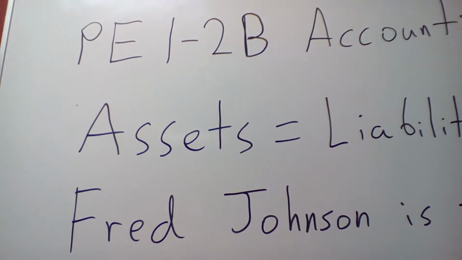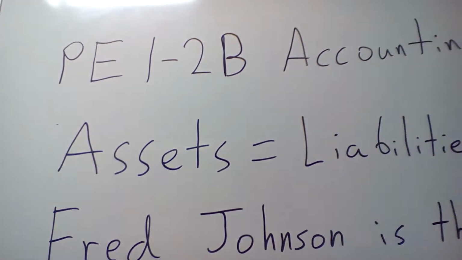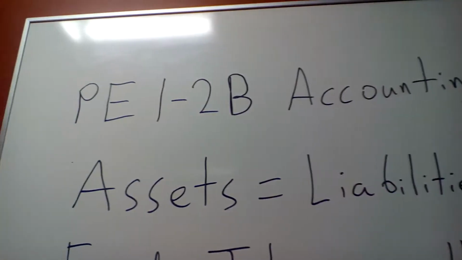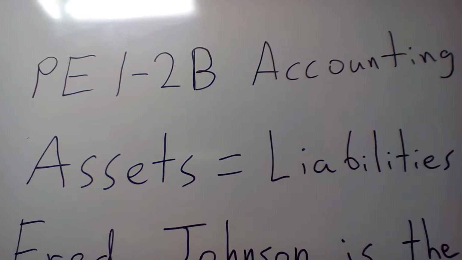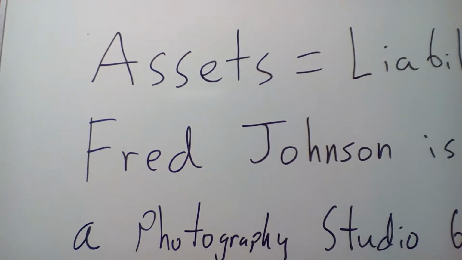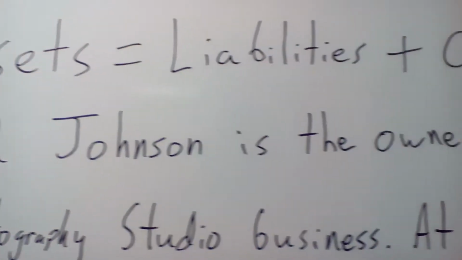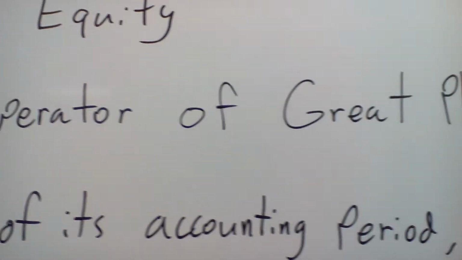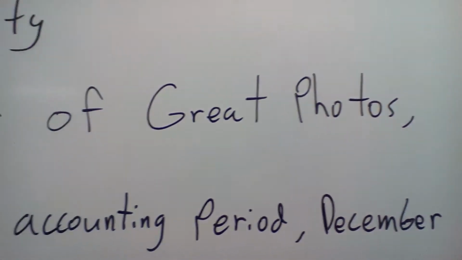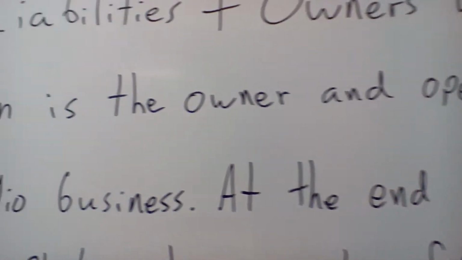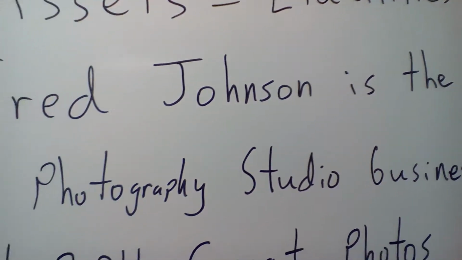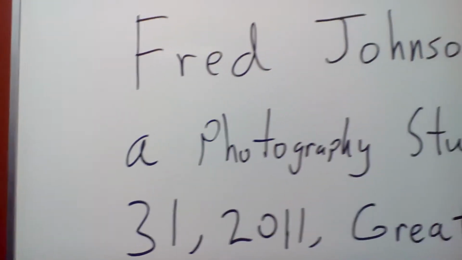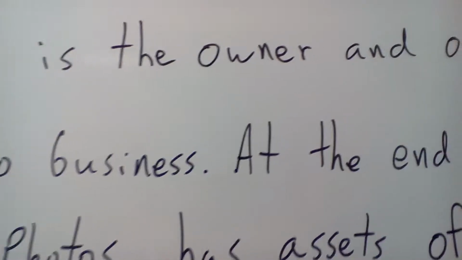And so this is just a very simple problem because we'll do different problems in different chapters, but I just wanted to kind of get the gist of each one. So Fred Johnson is the owner and operator of Great Photos. Now, Great Photos is a fictitious company, but in this case, it is real. It's a photography studio business.